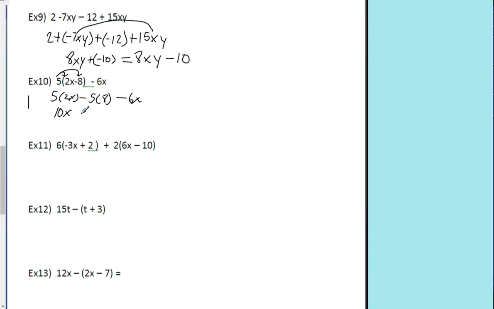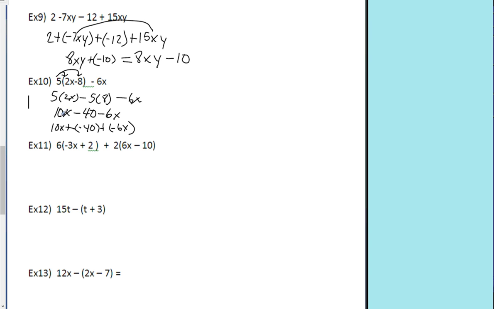And then 5 times 8 is 40, so it's minus 40 minus 6x. Rewrite this as an addition problem. 10x plus a negative 40 plus a negative 6x. Do the math here. 10x plus a negative 6x.